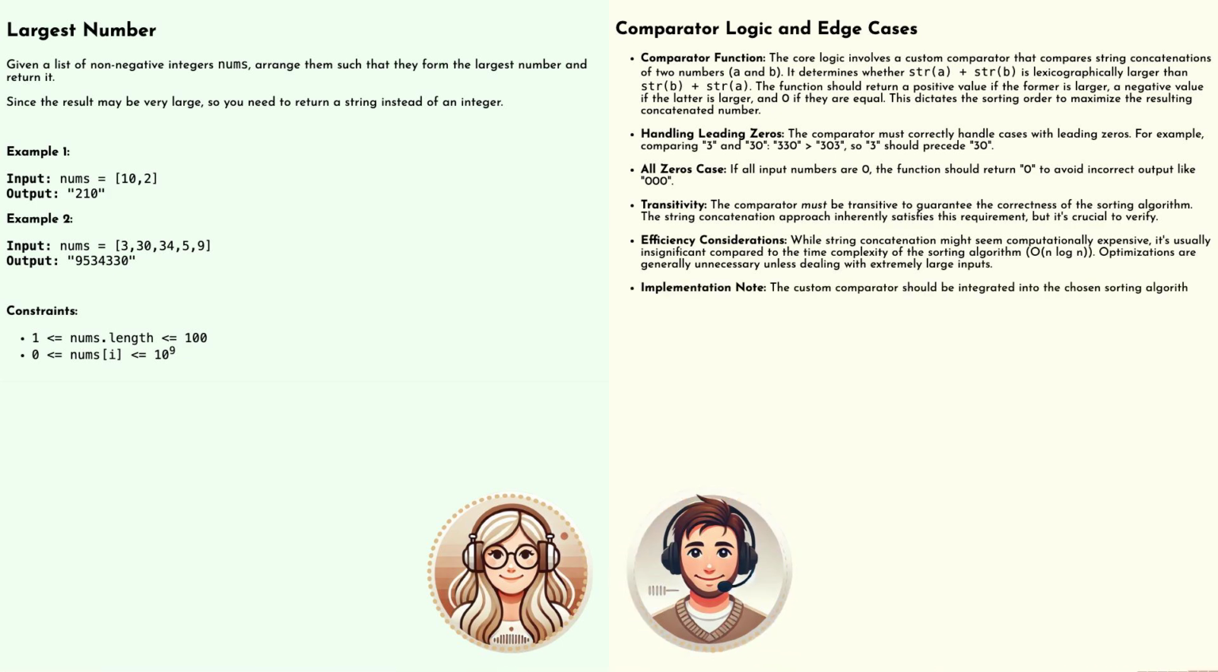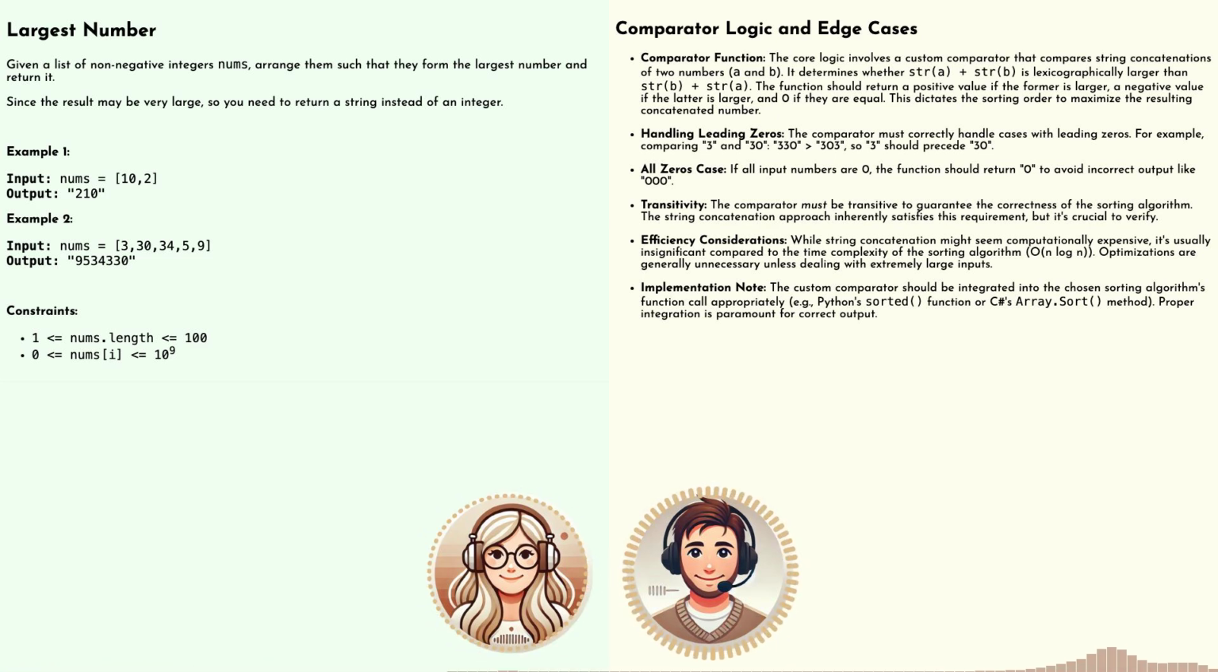But before we jump into specific code, are there any common traps people fall into with this problem? Things to watch out for? Oh, absolutely. Remember that case we talked about? The one where all the numbers in the list are 0? Right. If we're not careful, our code might end up giving us something like 0, 0, 0 instead of just a single 0. Exactly. We need a specific check at the end to handle that kind of edge case.